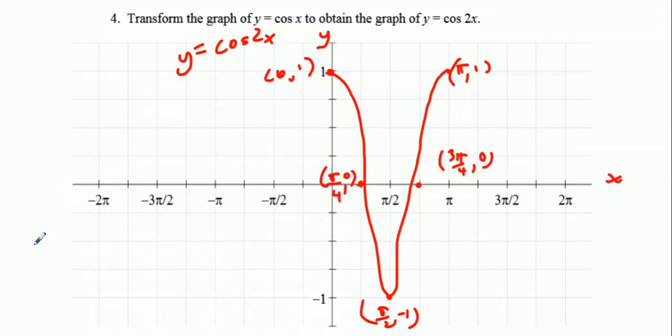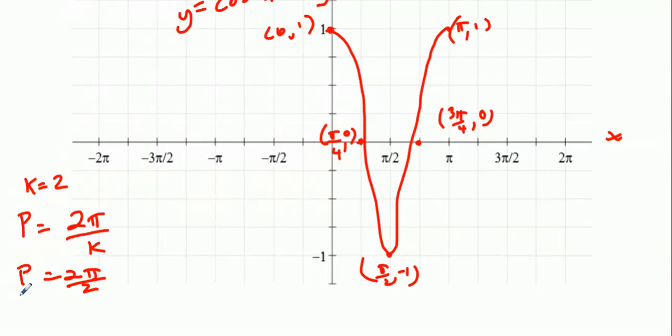So remember, for the graph of y equals cos 2x, our k is equal to 2, but we're multiplying by 1 over k, right? 1 over 2. So if our k is 2, our period is equal to 2 pi divided by k. So our period of this graph is 2 pi divided by 2, which indeed is pi. So it all makes sense.